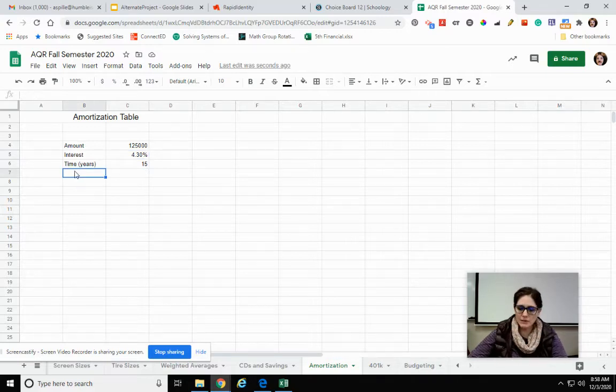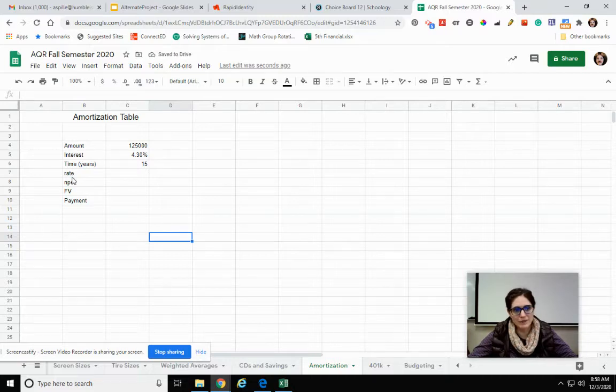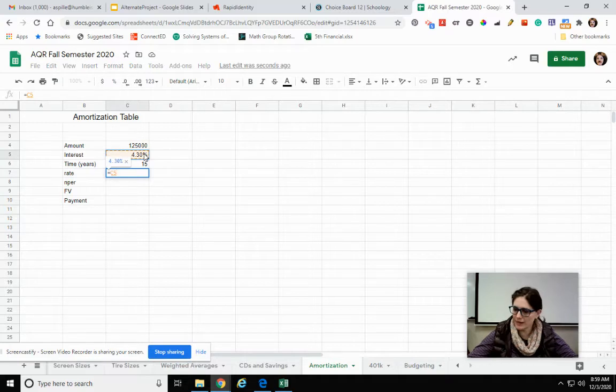Okay, so the first thing we're going to need is rate, NPER, future value if you want to. I'm assuming that I'm paying it all the way off, and my payment. So the first thing we're going to do is calculate that. The reason I need these is that I'm going to use them to calculate my payment. So my rate, this 4.3% is my annual interest rate. The rate that I'm going to be paying per month is that divided by 12. So I'm going to go equals this divided by 12.